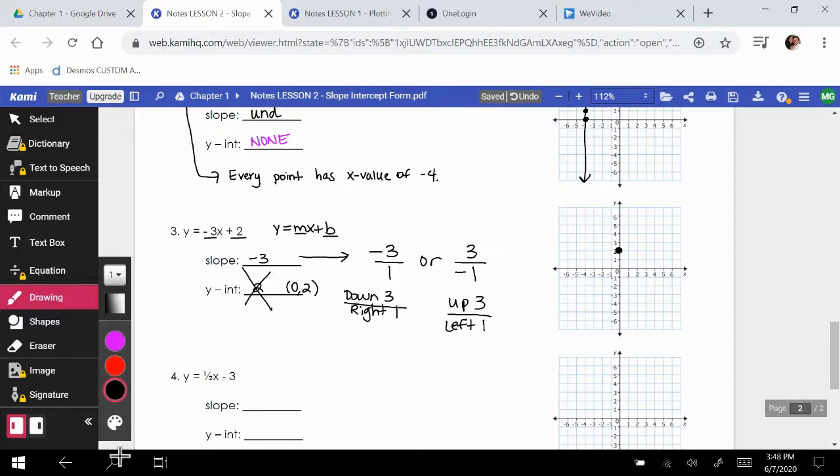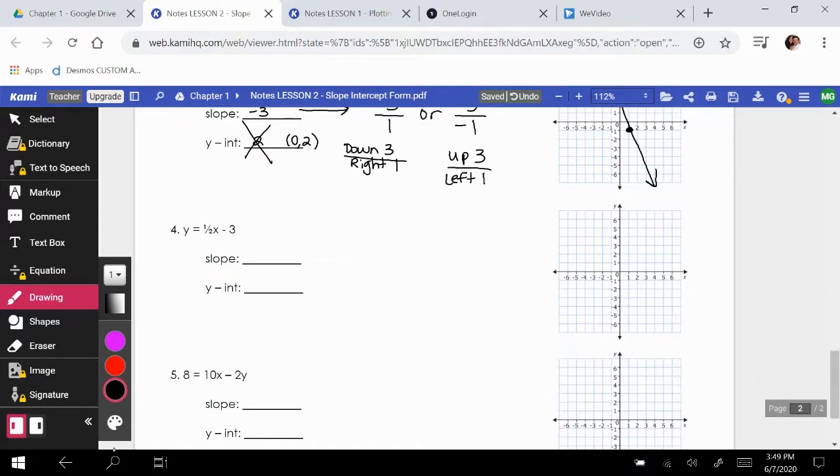So let's do both. I went down 3, 1, 2, 3, right 1. Or from that same y-intercept point, I could go up 3, left 1. Either way, it should land on the same line. Now check. Does it look like you have a negative slope there? Yes, it does look like it falls from left to right.